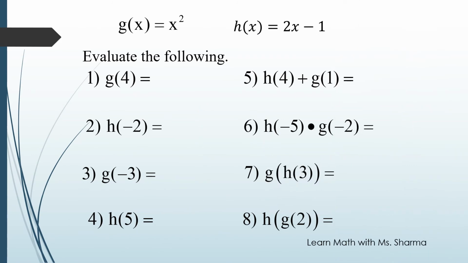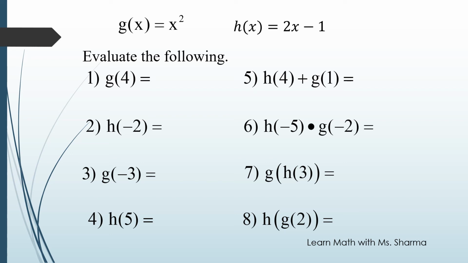Another example, given g of x equals x squared, h of x equals 2x minus 1. Find the following: 1, g of 4; 2, h of negative 2; 3, g of negative 3; 4, h of 5; 5, h of 4 plus g of 1. So you have to find the h of 4, then find g of 1, add them together. 6, h of negative 5 times g of negative 2. So find h of negative 5, find g of negative 2 and multiply them together.